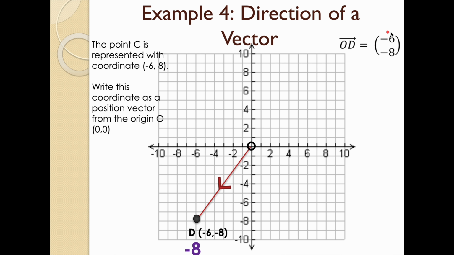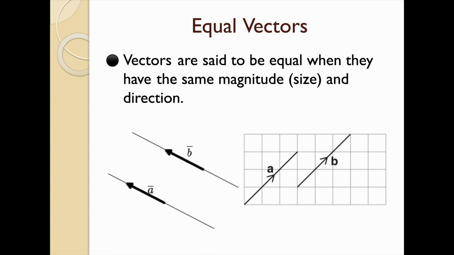And notice how I wrote it as a column vector. This is how we write column vectors. What you see here is a coordinate, but when we go from O to D, we write it as a column vector. All right, so that's essentially how vectors work from a basic point of view. And the fact that it's coming from the origin, this means it's what kind of vector? Position vector. Excellent.